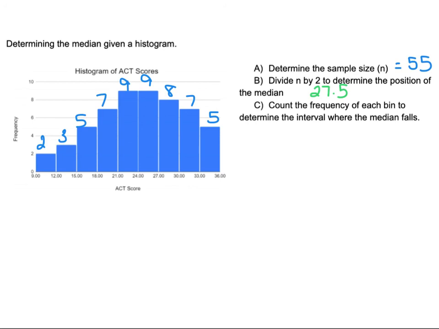So I just start summing the different bins until I find which interval that falls in. So if I add the first and the second, so 2 plus 3 would be 5, plus another 5 would be 10, 17, here would be 26, so the 27th and a half data value falls in this bin here. So I know that the median is between 24 and 27.